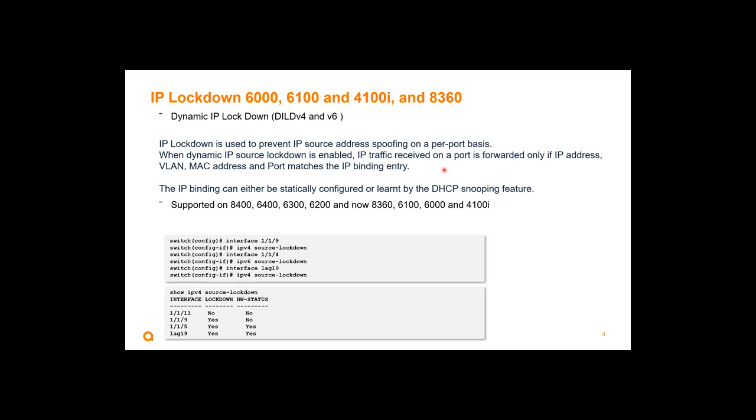As a reminder, the platforms supported are the 8400, 6400, 6300, 6200, and now we can also include the 8360, 6100, 6000, and the 4100i. Here is a quick reminder of the basic configuration on a port. You just take the IP interface and put the IPv4 source lockdown if it's IPv4 lockdown, or IPv6 source lockdown if it's IPv6. It can also be configured on LAG interfaces, and you can do a show IPv4 or IPv6, depending on the version, to see where you've got source lockdown enabled.